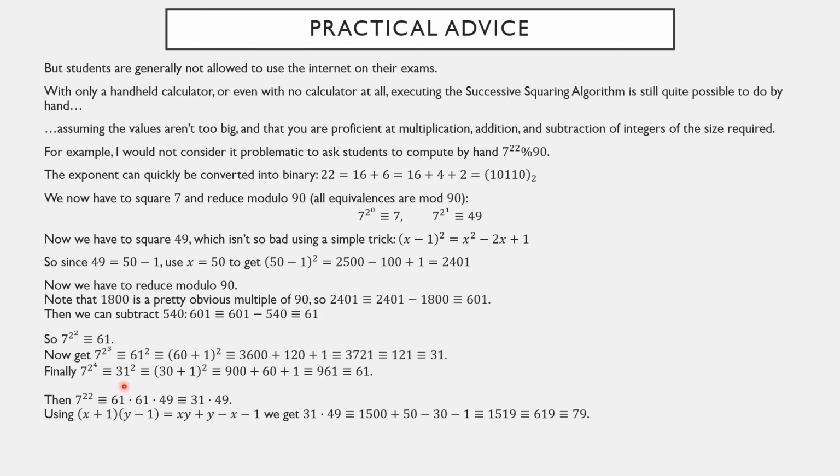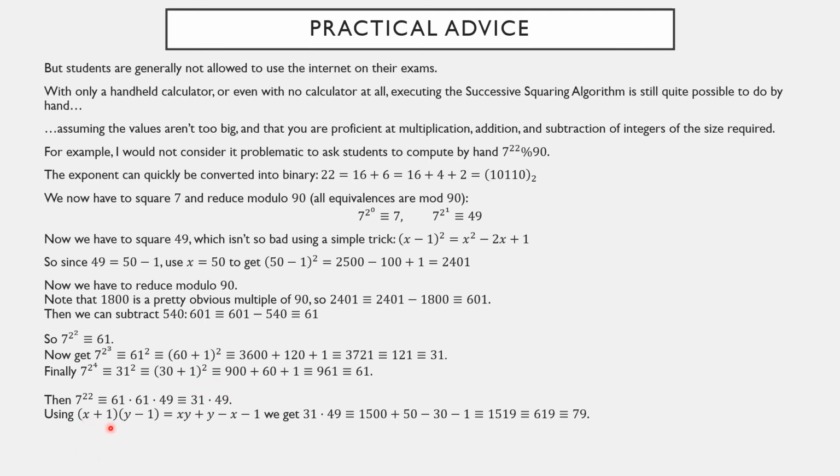If I square again, I need to square 31. Well, I'm going to do the same thing, calling it 30 plus 1. 30 squared plus 2 times 30 plus 1, 961. Pull out 900, 61. Okay, so now I can say that 7 to the 22nd by the successive squaring algorithm is 61 times 61 times 49, according to the digits of this expansion that were not 0. Now 61 times 61 we already computed is equivalent to 31, so 31 times 49.